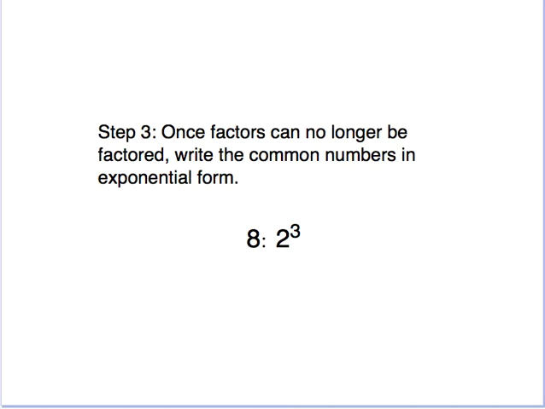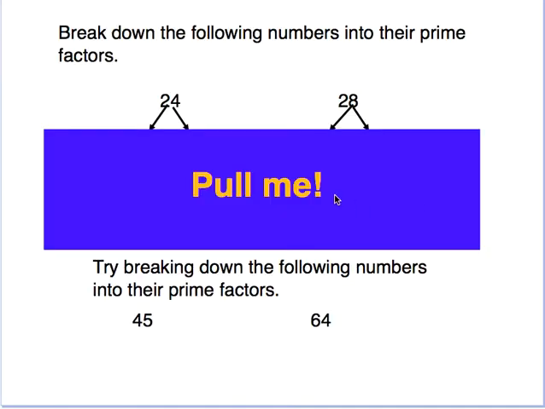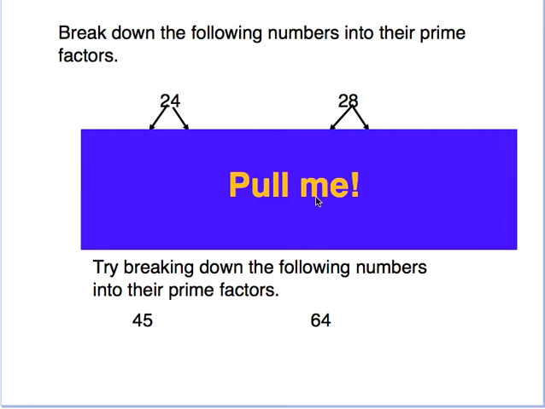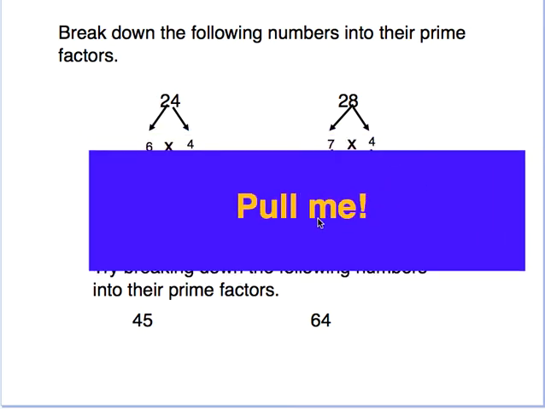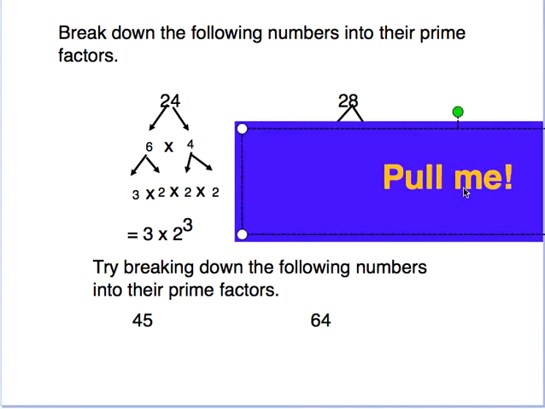Well, sometimes we're not just going to have the same number multiplied by itself. Sometimes we'll have other numbers, and I'm going to show you how to write those down. So for example, the number 24, if we break that down into its prime factors, it's going to be divided into 6 and 4. And then we can break those down into 3 times 2 for 6, and 4 can be broken down into 2 times 2. So we have 3 times 2 times 2 times 2.